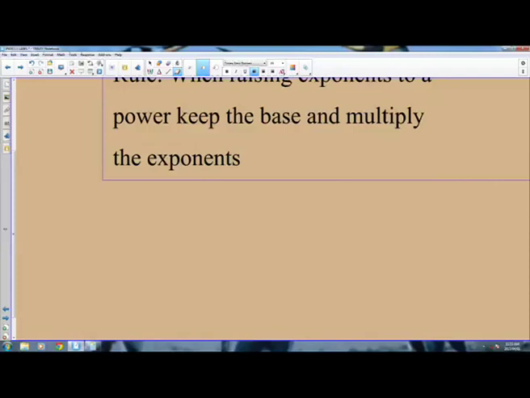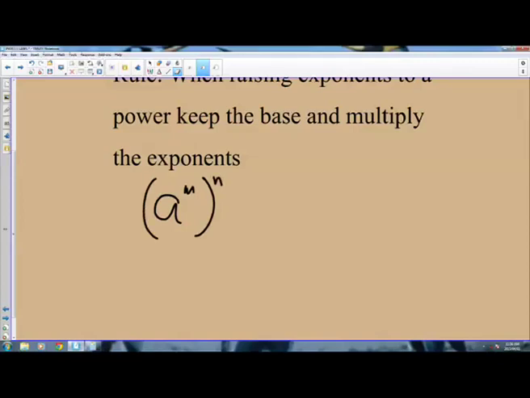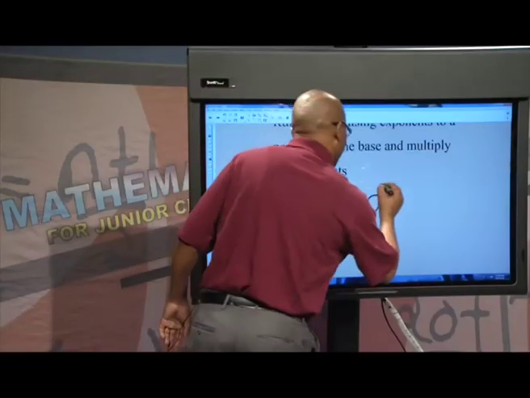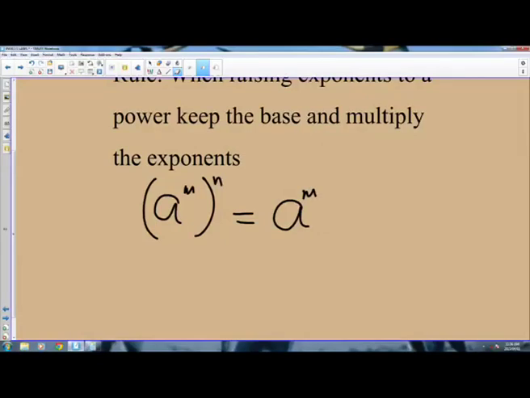Now, when we have a to the power m, and then all this raised to the power n, it says you keep the base. So we'll keep the base a. And then after keeping the base a, what do you do? You multiply the exponents. So in this case, you are going to multiply m times n. This gives a to the power mn. This is the power of power law.